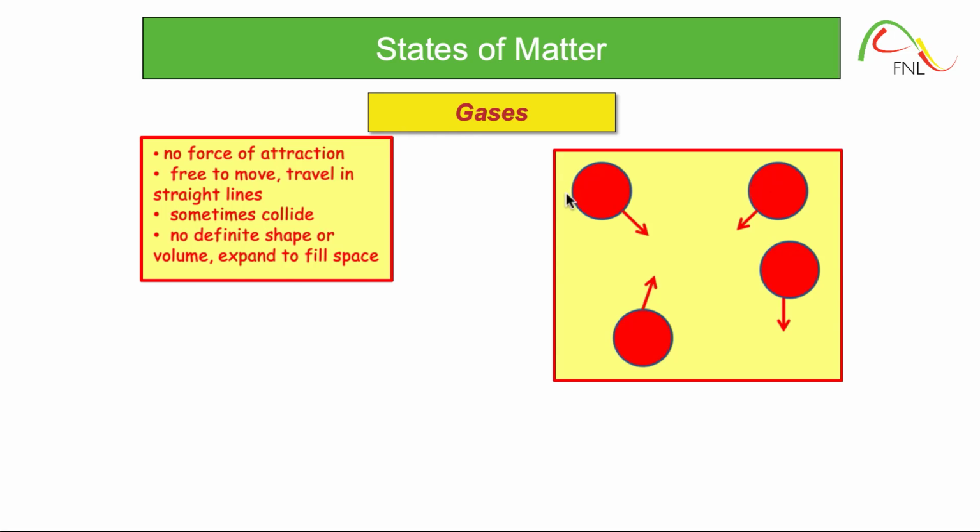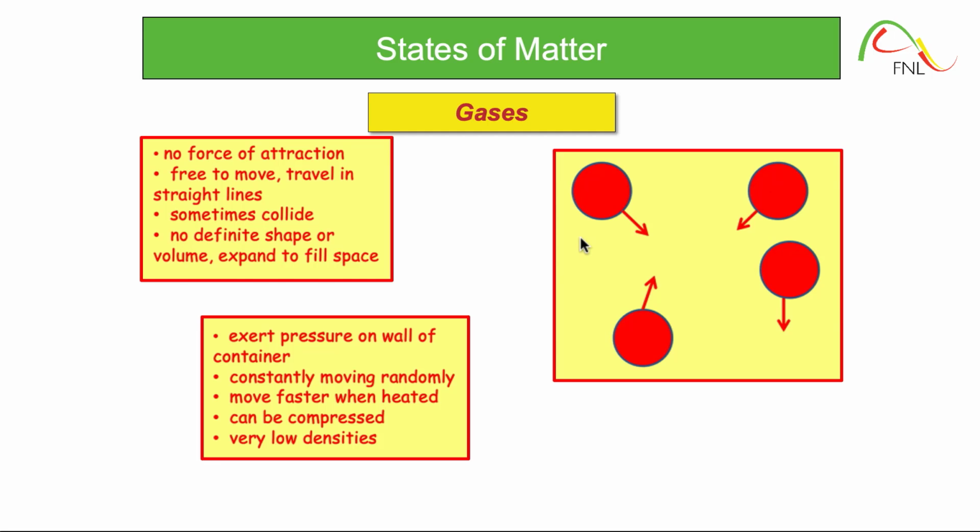Now, between gas particles, as we have over here, there are no forces of attraction. They're free to move and they travel in straight lines. Sometimes they collide. They have no definite shape or volume and expand to fill the space available. If they are in a container, they will exert pressure on the wall of the container. The collisions of the particles against the wall of the container create pressure. They're constantly moving randomly, move fast when heated, can be compressed, and have very low density, like in a balloon, so a balloon can float.